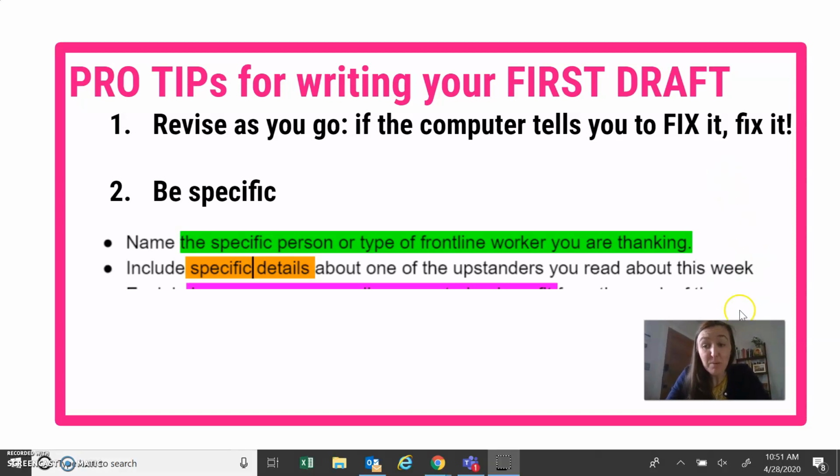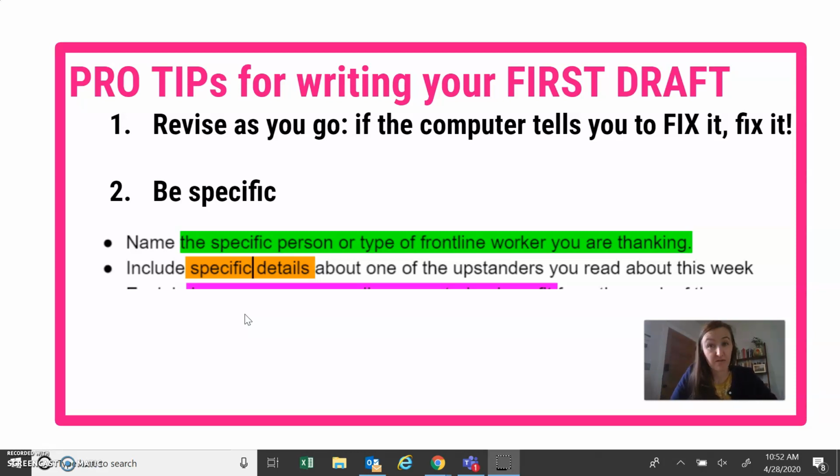Tip 2. Be specific. As you write, you're going to be writing this letter to a specific frontline worker. The directions say in the letter that you need to name the specific person or type of frontline worker that you are thanking. As you start to write this, I think this is really crucial, and you want to make sure you do this well today because it's going to be hard to fix once you've already written your letter. So you have some options here. You can either write your letter to a specific person. So say maybe you know someone, a family member, a friend who actually is a frontline worker. You could write to that person.